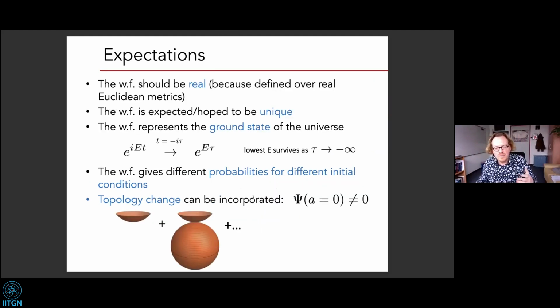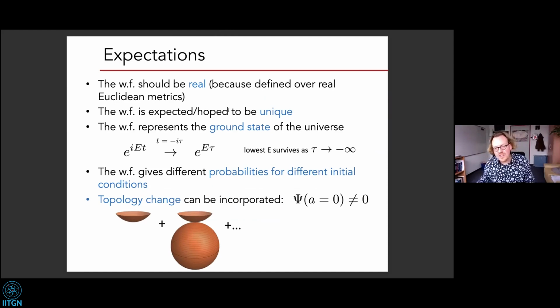Now, from this definition, there were some immediate expectations. The first is that the wave function should be real, because if it is defined as a sum over purely real Euclidean metrics, there is nothing complex involved in this sum. So the wave function itself then should be real.